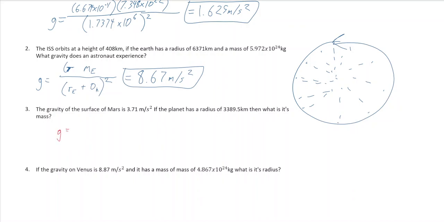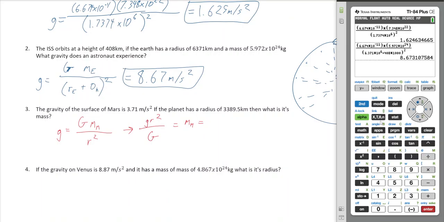So now we're going to solve for the mass of the planet. So mass of Mars over the radius squared. So we're going to solve for the mass. So it's going to turn into g r squared over capital G equals mass of Mars. Okay, so now we can plug in all those values, and we're going to restart from the beginning because I don't want to do the same thing like last time.